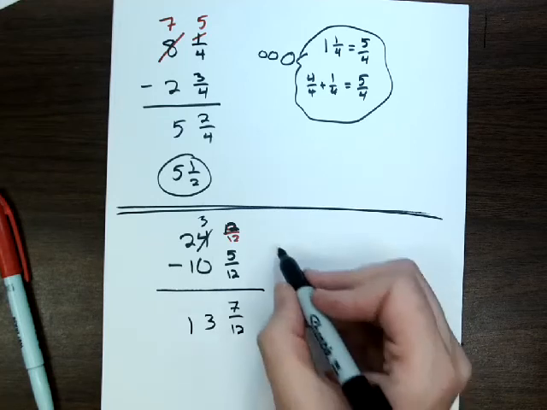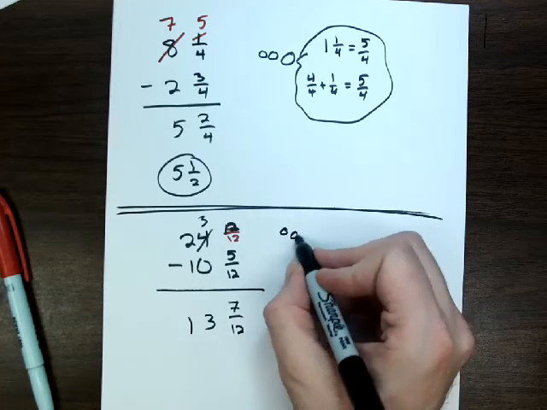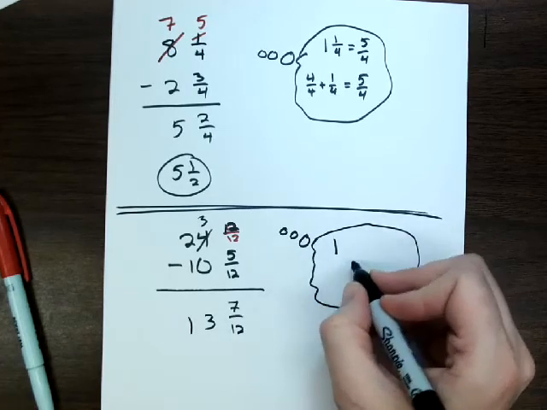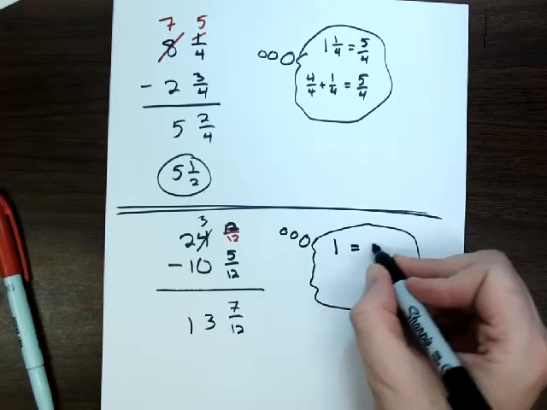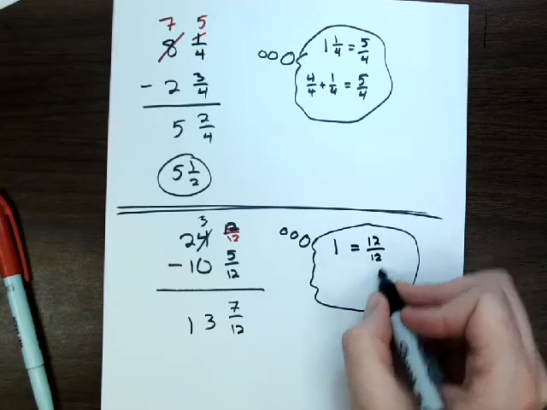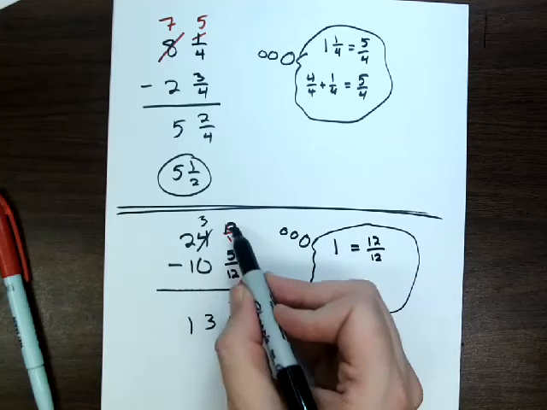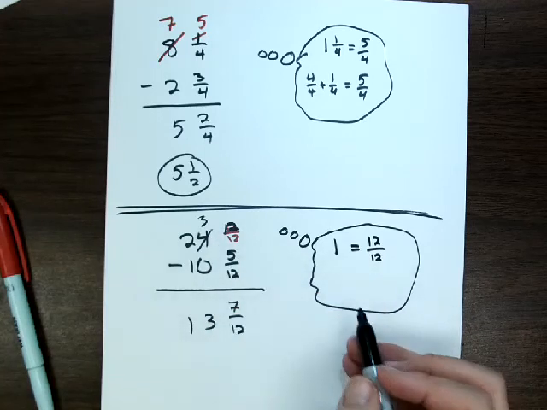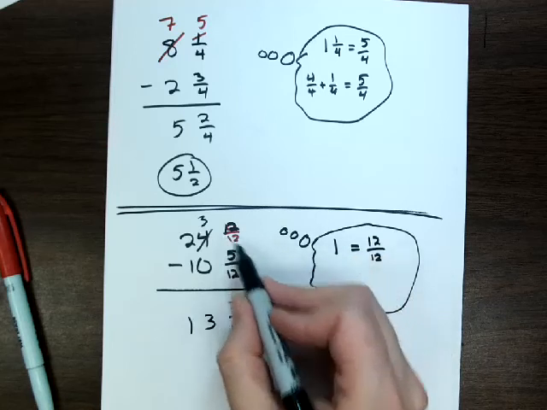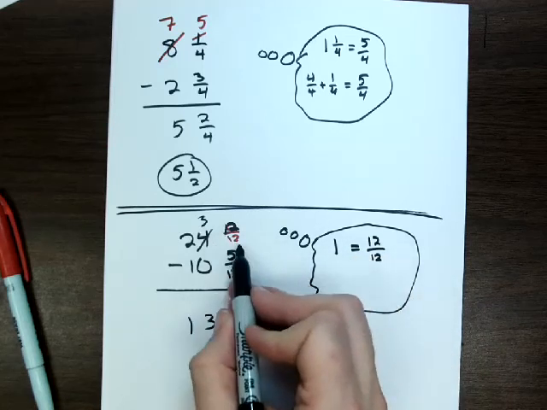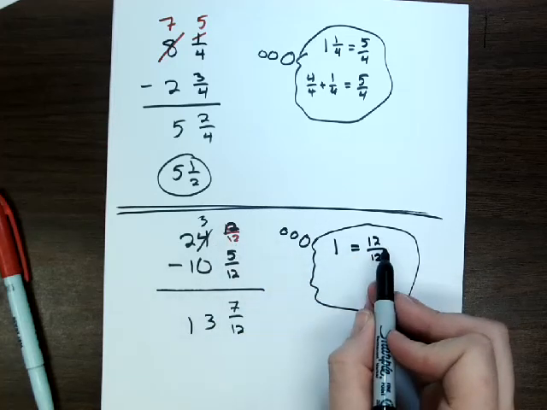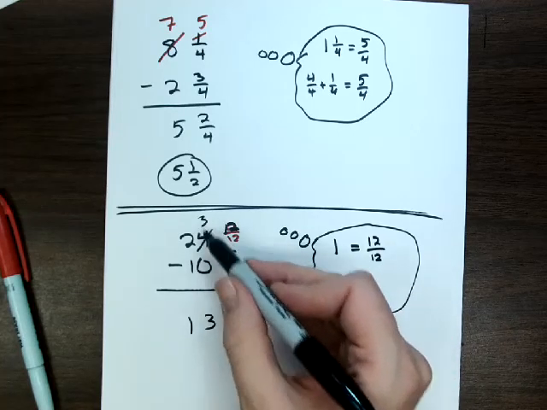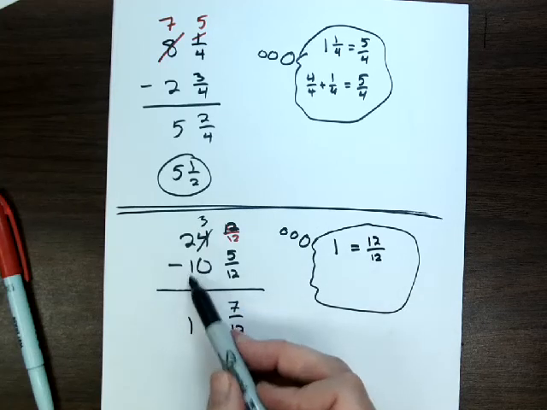Let's slow down that action then. Let's show you what that looks like. In this case, when I borrow a 1, that 1 is going to be equal to that 12/12. This is basically like having a 0 in this place value. So what we're doing is we're just replacing this 0 with 12/12. 12/12 minus 5/12 is 7/12. 3 minus 0 is 3. 2 minus 1 is 1.